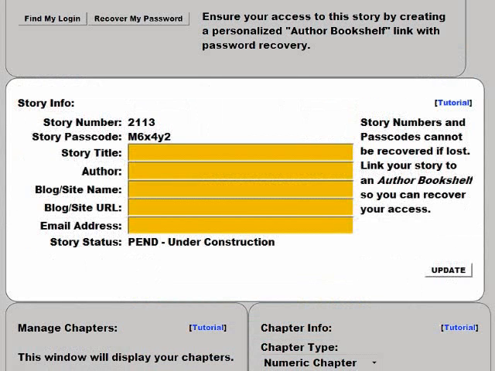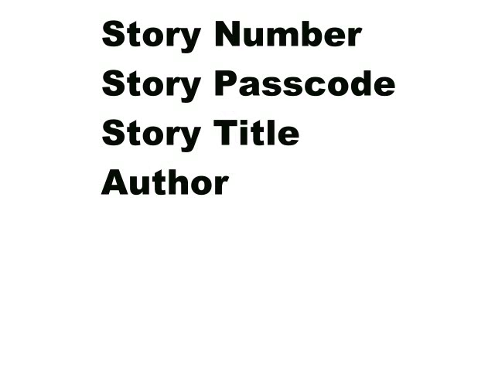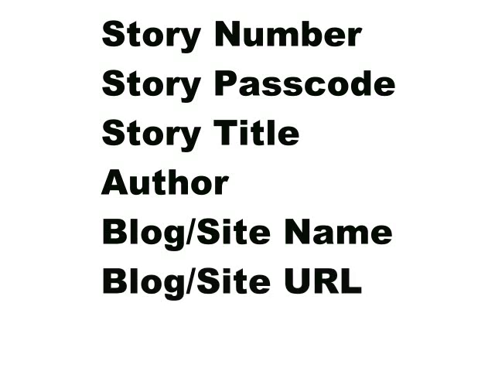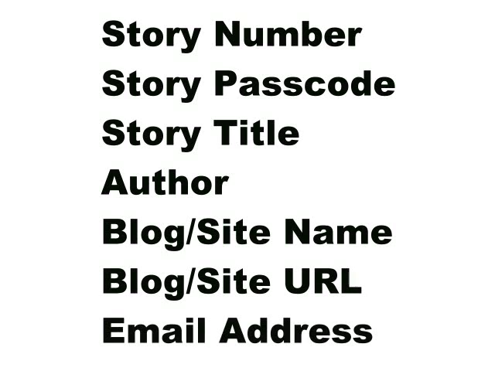The Story Info section contains the basic information about your story, including story number, story passcode, story title, and author. If you have a blog or website, you can include a link to it on every page of your StoryPit story. To do so, just be sure to include your blog or site name and your blog or site URL or web address. Your email address will not be published.